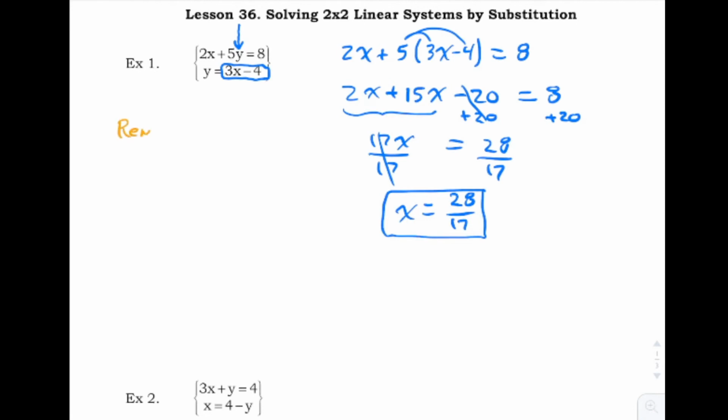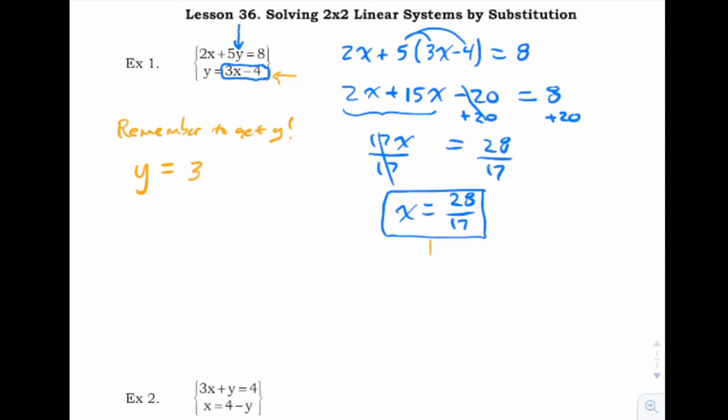Remember to get y. So all you got to do to get y is plug this answer into, and it really doesn't matter which equation you use. You could plug it into the top equation. Remember, the solution to the system is supposed to be the point that satisfies both equations. So if it satisfies both equations, you should be able to use either equation, right? I'm going to use the bottom equation, though, because the bottom equation is already kind of solved for y. Y equals 3x minus 4.